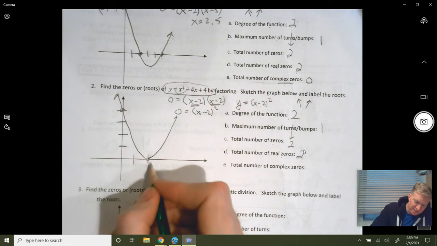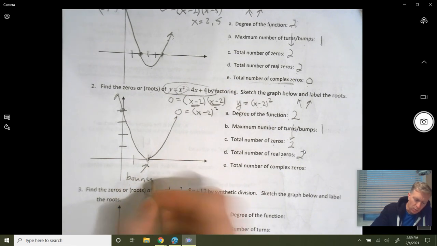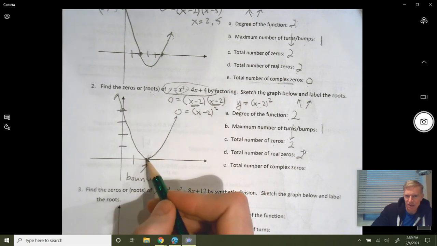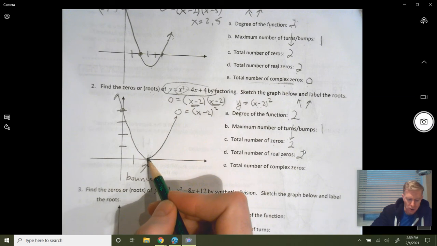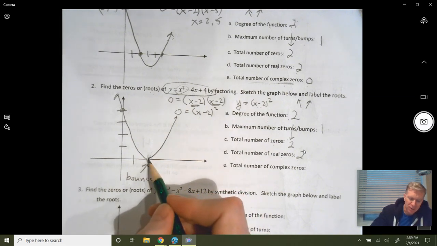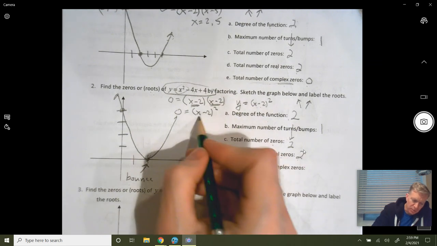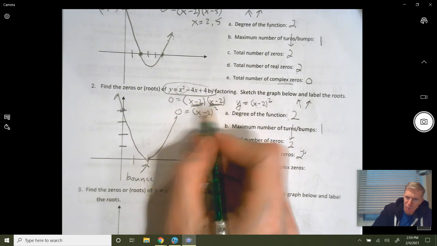Okay. This is called a bounce. It's almost like your graph wants to cross the x-axis, but at the last second turns around the other way. Your turning point is actually on the x-axis, or your graph bounces off the x-axis. That happens when there is a double zero. There's a double zero because you have x minus 2 times x minus 2. It's like you have a zero that occurs twice.